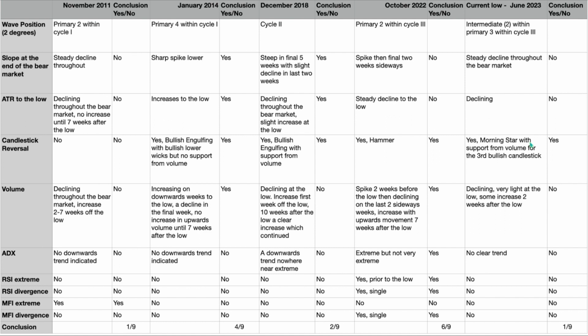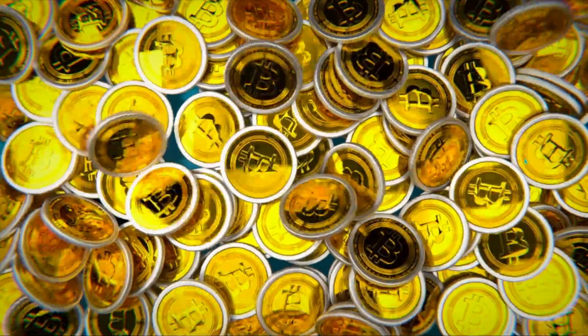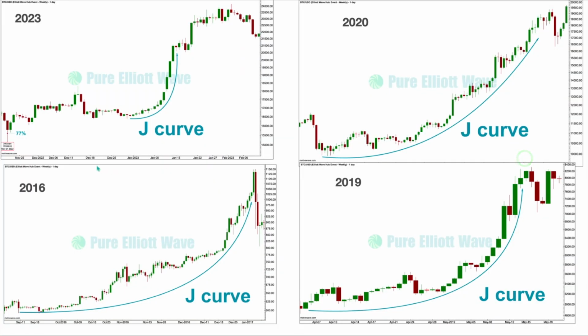But there's one more thing, and this is where I think I'm really going to be more confident in this. Well, actually in the November last year low, not the latest one. Oh, I'm going to call it J curve. Sorry, I didn't let that play all the way through. Cool, isn't it? I like that.